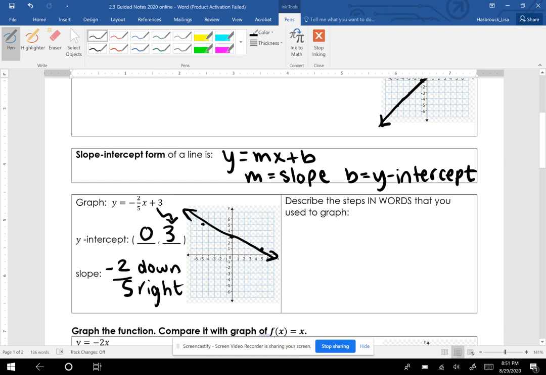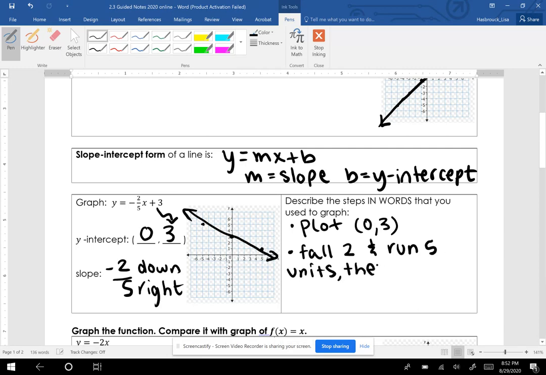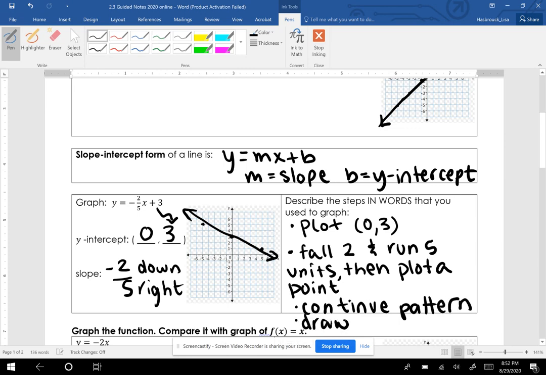So describing the steps in words that you use to graph. First, we plot 0, 3. Then we fall 2 and run 5 units. Then plot a point. And then from there we continue the pattern. And then draw a line with arrows.